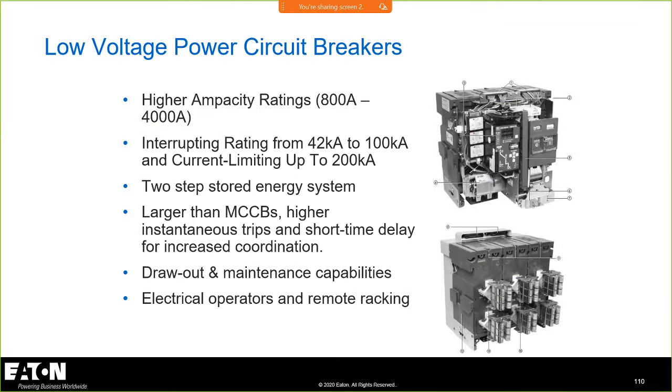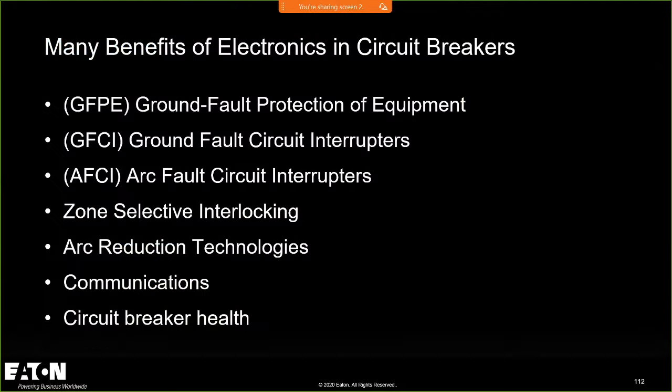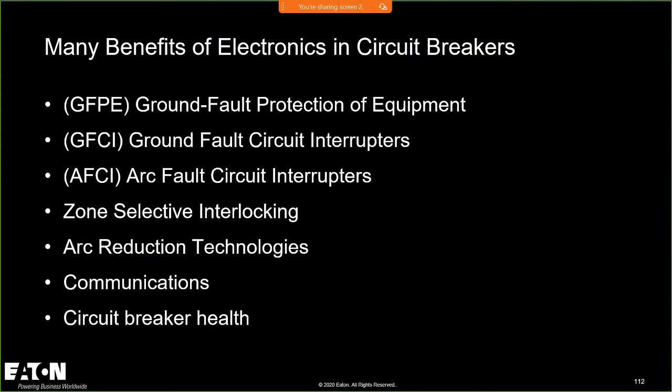And then I can take a 600 amp power circuit breaker where I can turn off instantaneous altogether, and I can have a circuit breaker with no instantaneous and 30 cycles of delay. That big boy's got to hold those contacts closed for 30 cycles. So the electronic trip unit gave us a lot of capabilities, gave us GFPE, arc fault circuit interrupters, ground fault circuit interrupters, zone selective interlocking, arc reduction technologies.